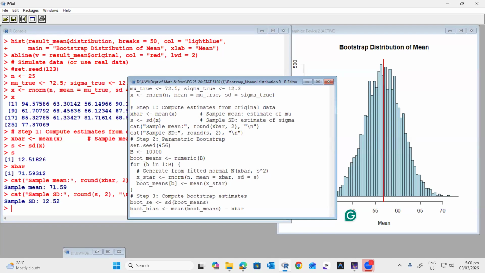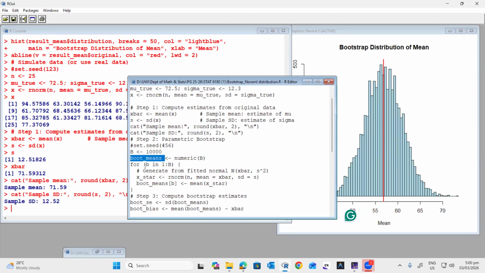After that, in the second step for the parametric bootstrap, I'm not using set.seed because I want to see how it performs when I take different data sets again and again. So I'm going to replicate it 10,000 times. Before that, I need to store my bootstrap means in a null vector. So I'm introducing a new vector, boot_means, numeric(B). All right, B is the number of replications, that is 10,000.